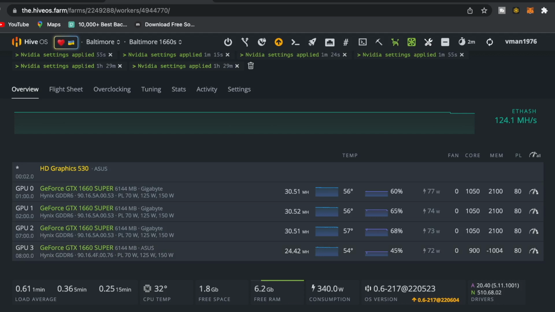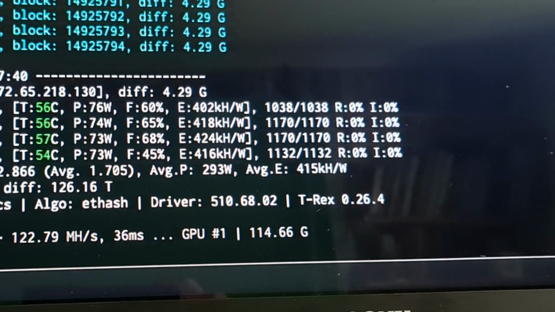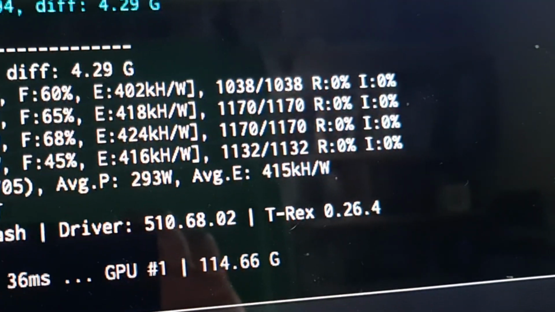The average kilohash per watt, now looking up, yeah, we're in a better place. About 430 was where we started from with the original settings. We're now seeing 415 kilohash per watt.